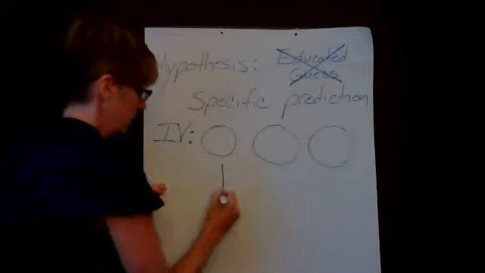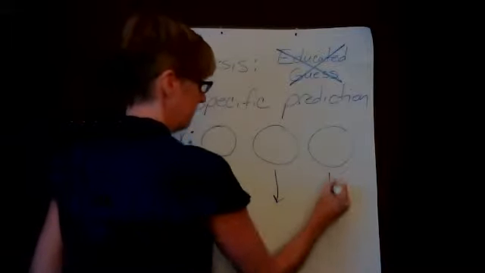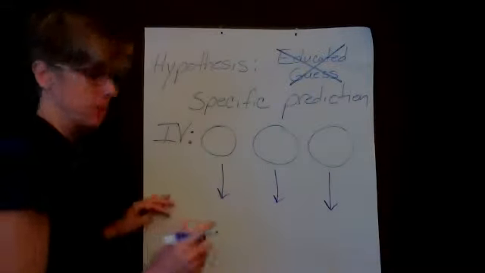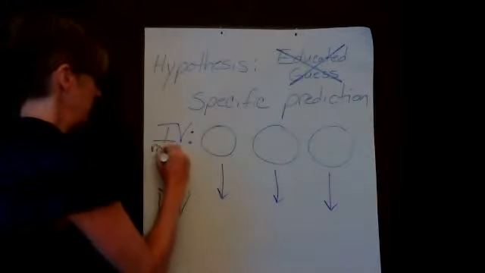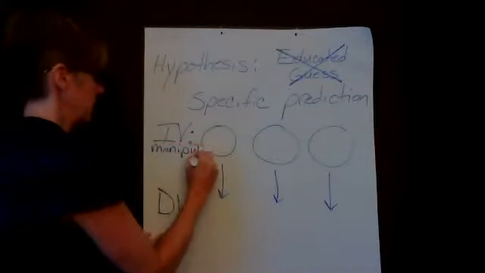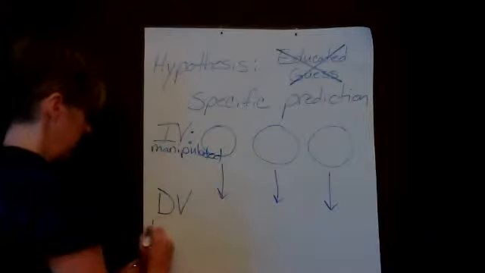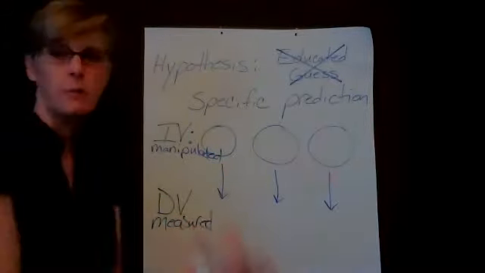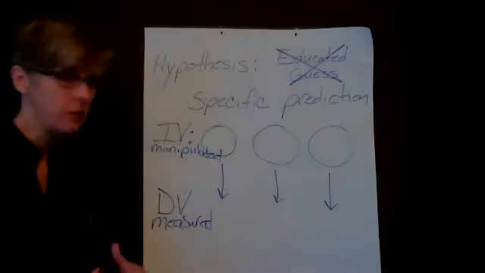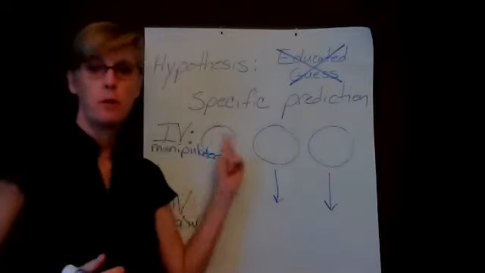The dependent variable is the one that comes later. It is the measured variable, right? So the IV is manipulated and the DV is measured. And it comes later. So what the DV is depends on which group you were in.